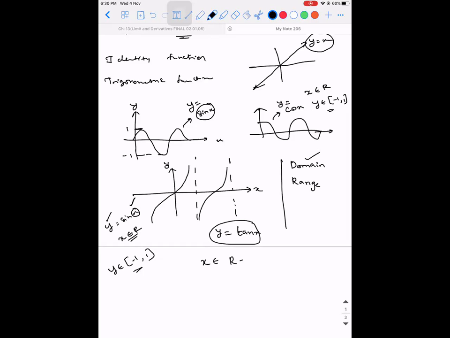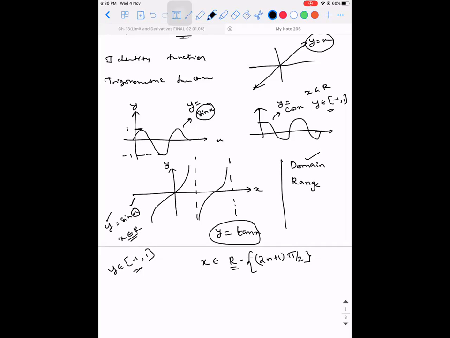Sir, numbers like 90. Yes, 90. So multiples of 90. What multiples of 90? Is it an even multiple or an odd multiple? Odd multiple. Yes. R minus (2n plus 1) into pi by 2. This is the domain. So the meaning of this is, for you to define tan x, you can substitute any real number between minus infinity to infinity except odd multiples of pi by 2.